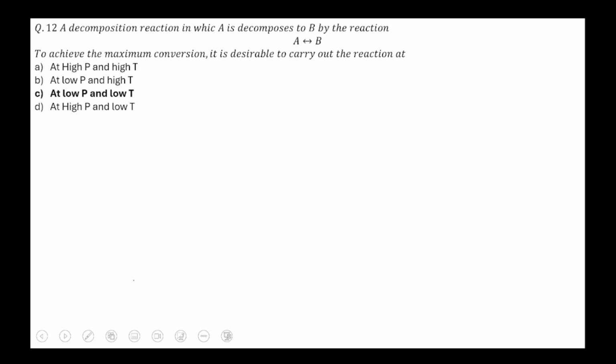A decomposition reaction in which A decomposes into B. To achieve the maximum conversion, it is desirable to carry the reaction at: A gives B. The moles are neither decreasing nor increasing. The moles are the same before the reaction and after the reaction.